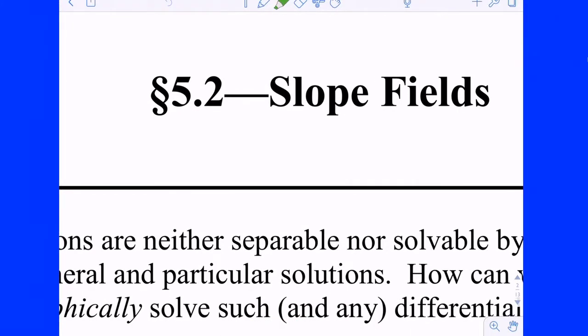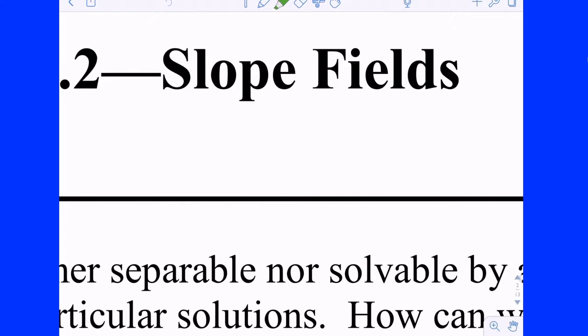Right, 5.2, slope fields. Slope fields is made up of two words, fields and slopes. Now, slope, of course, implies derivative, and field, in this case, implies not like a large meadow or anything, but some region. So we're going to be looking at slopes in a given region.